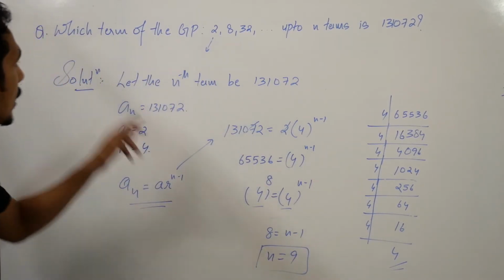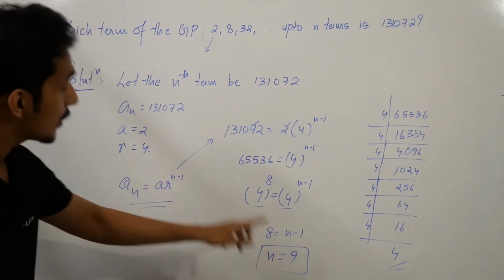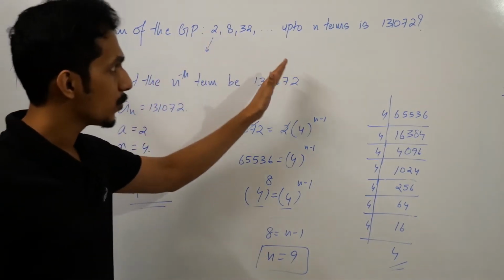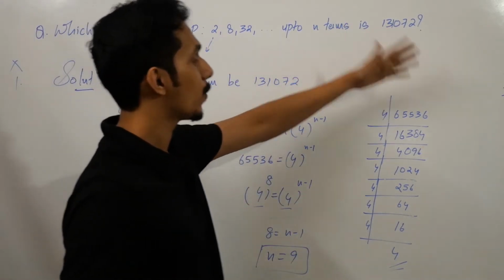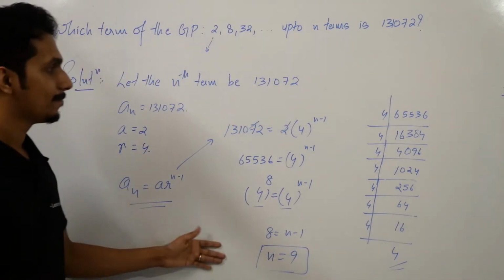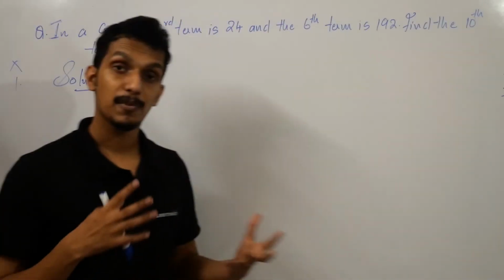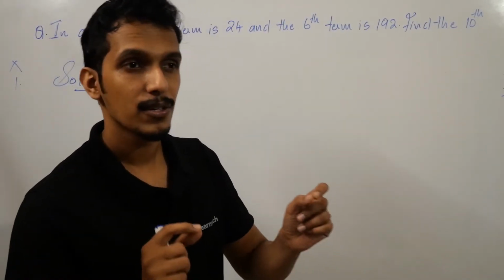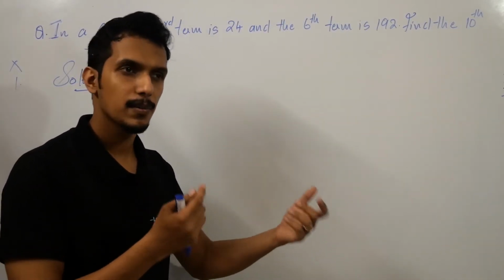Therefore, you can say that the ninth term of the GP 2, 8, 32 will be 131072. Alright, so let's go to the next question. Please write down. Another type of question is where in a GP, 2 terms will be referred with respect to something.